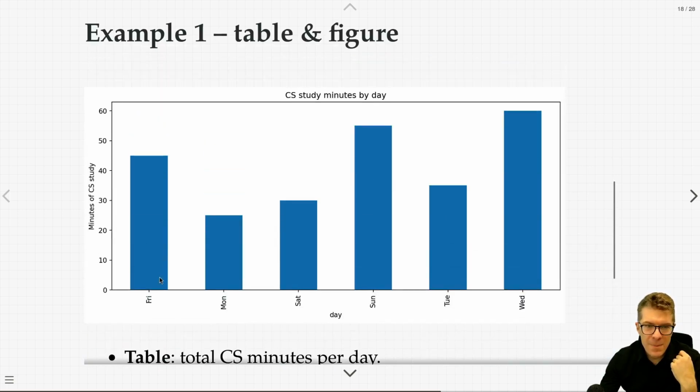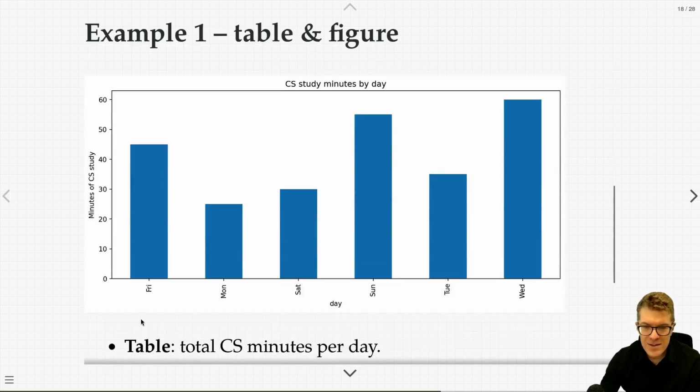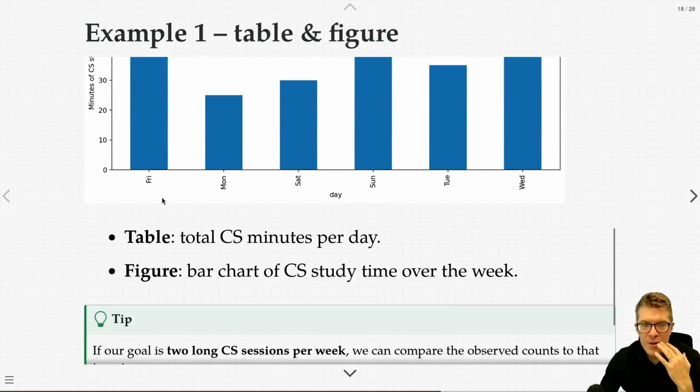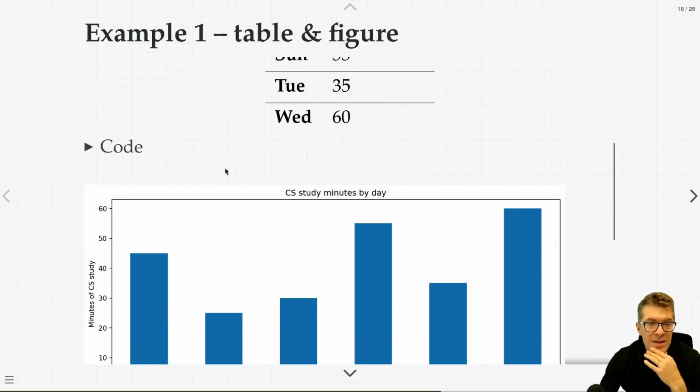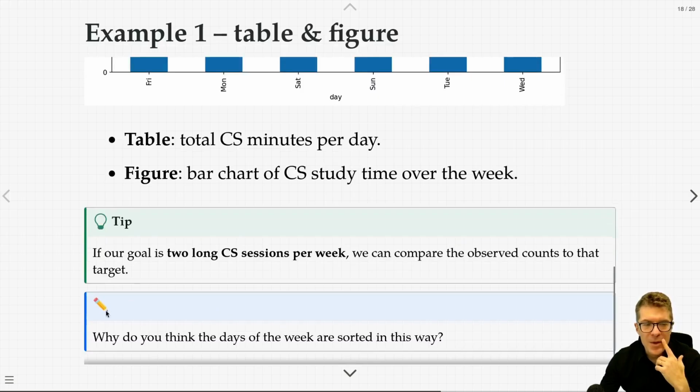One quick note here. Here we have the days of the week: Friday, Monday, Saturday, Sunday, Tuesday, Wednesday. That's the same order we see them down here. I'll ask you to think a little bit about why you think we got the days of the week in this order and not the more familiar one, Monday, Tuesday, Wednesday, and so on. Think about that a little bit and jot that down in whatever notebook you're keeping.